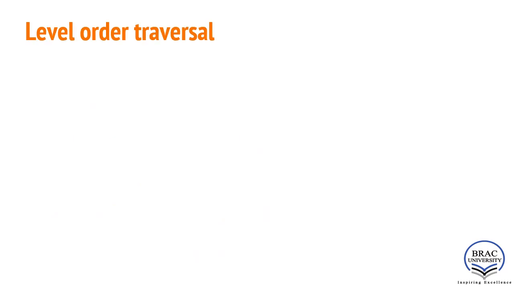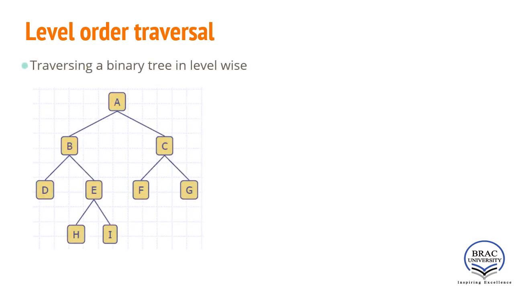So for level order traversal, it is very easy. You just need to traverse a binary tree level-wise. Okay, so here is an example of a tree data structure. What will be the traversal output if we traverse the tree level-wise? Levels means, so this is level 1, the root A, then the next level is B, C. So actually this is level 1, this is level 2, this one is level 3, this one is level 4.